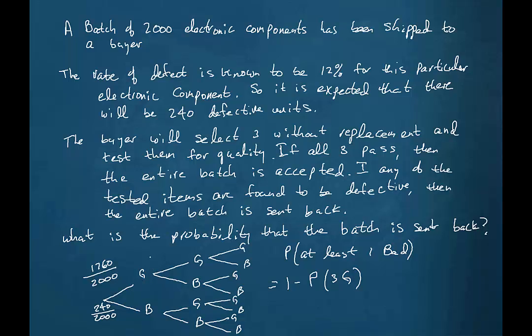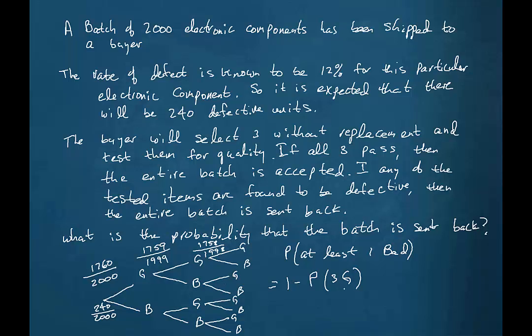Now, we're not going to put that one back. So the probability that we would get a good one, given we got a good one on the first draw, would be 1,759 good ones left, out of 1,999, because there's one now that has been removed from the batch. And then we would continue here. We'd have 1,758 out of 1,998.